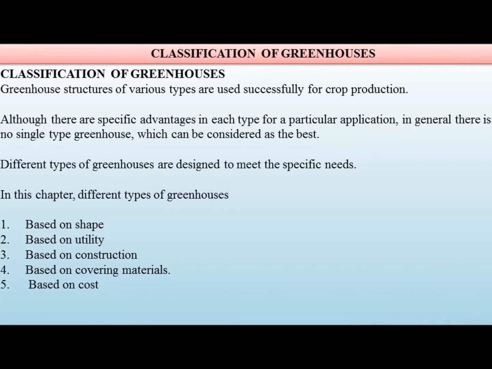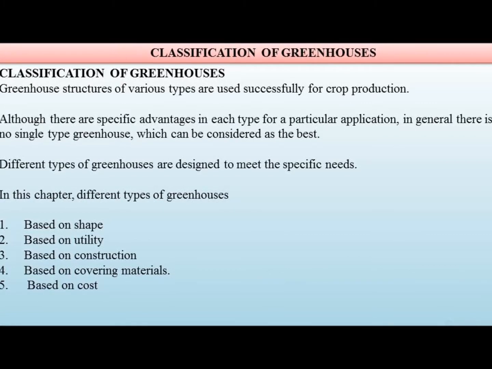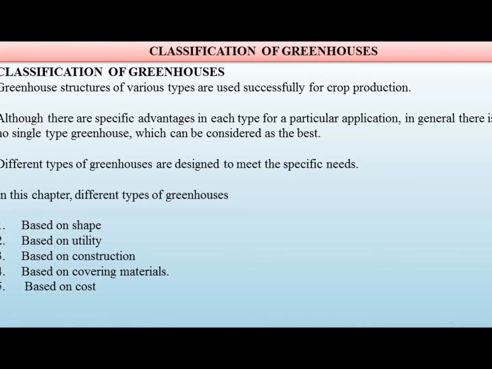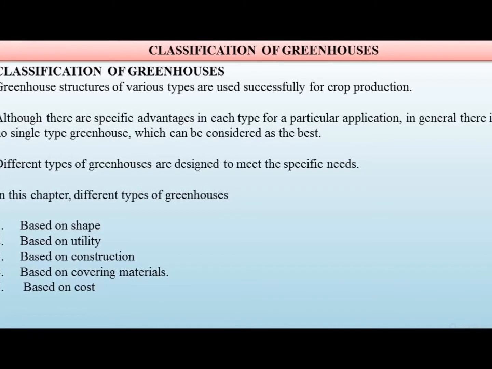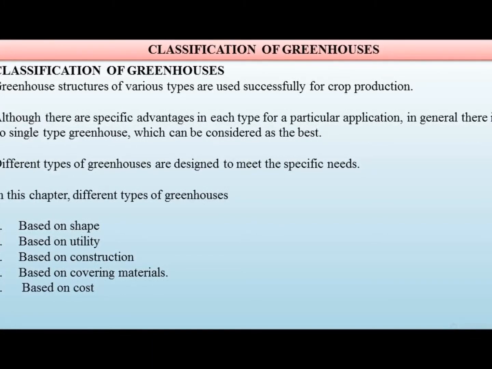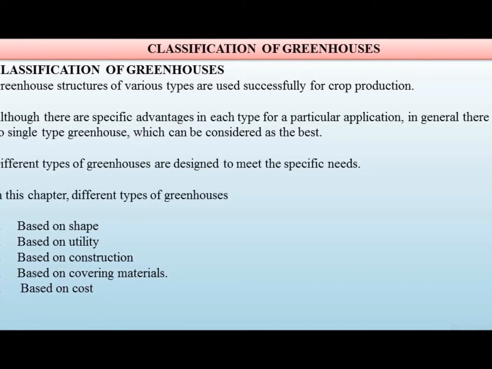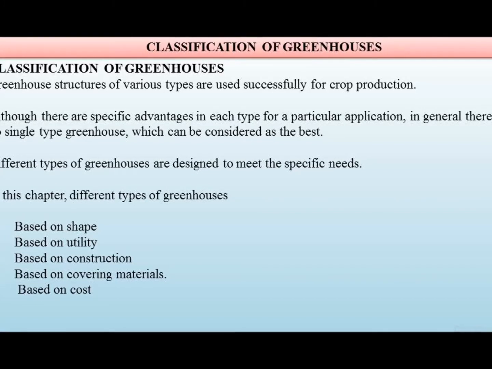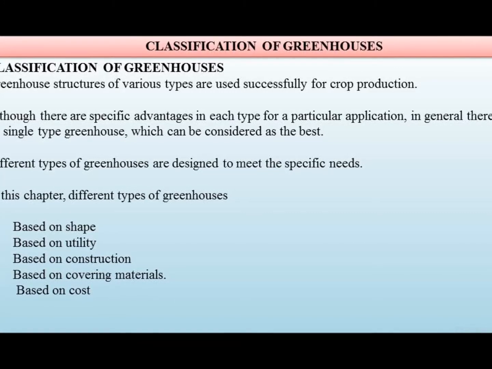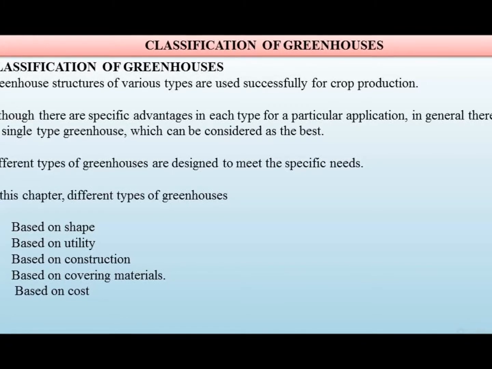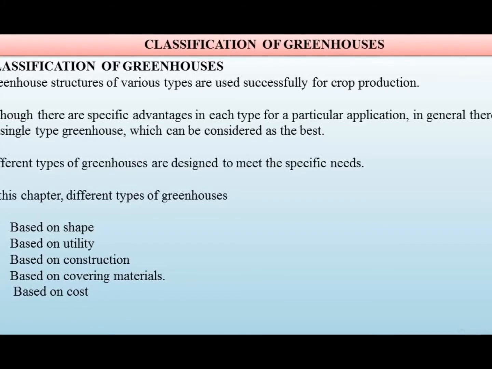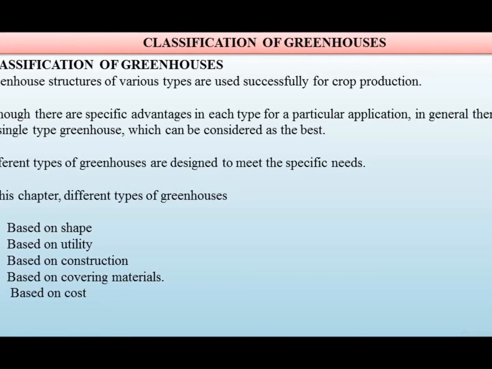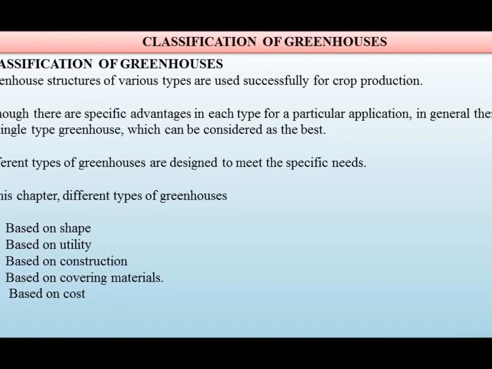Greenhouse structures are of various types and they are used successfully for crop production. There are specific advantages of each type of structure according to its particular region and its purpose of use. Generally, there is no single structure which is considered the best. There are different types of greenhouse structures and these are designed to meet specific needs and requirements. So, they are classified in different ways.